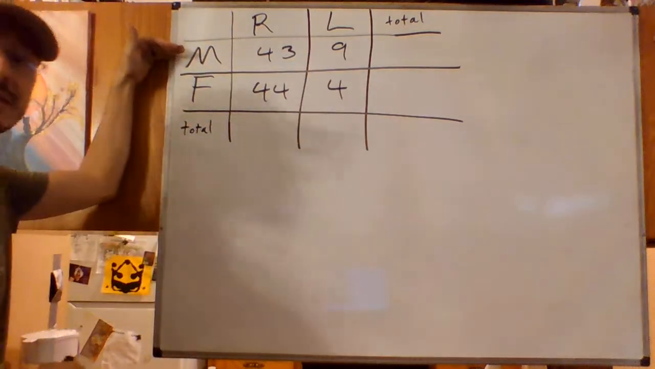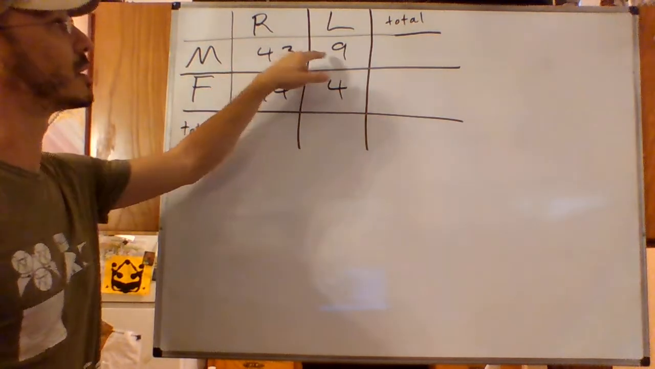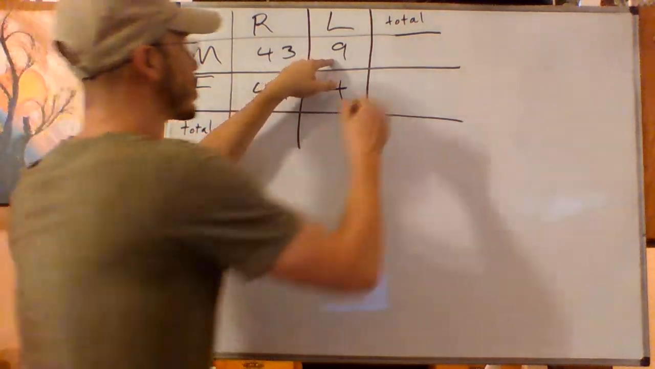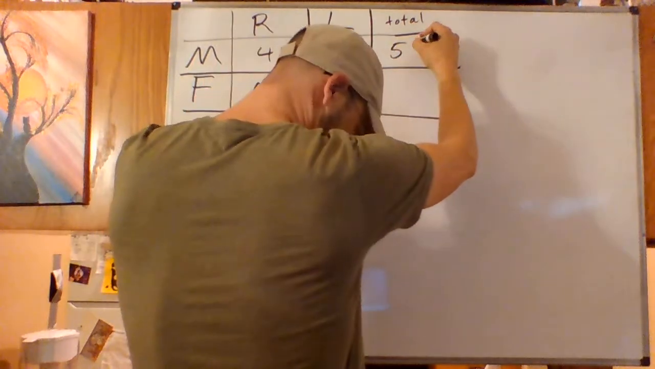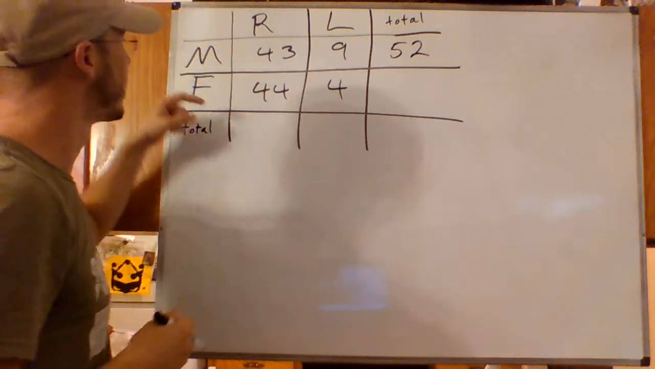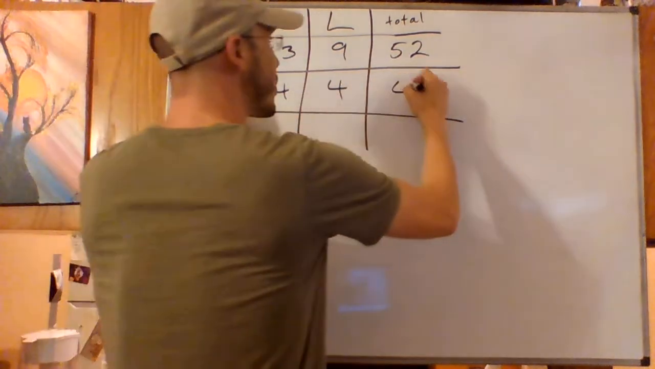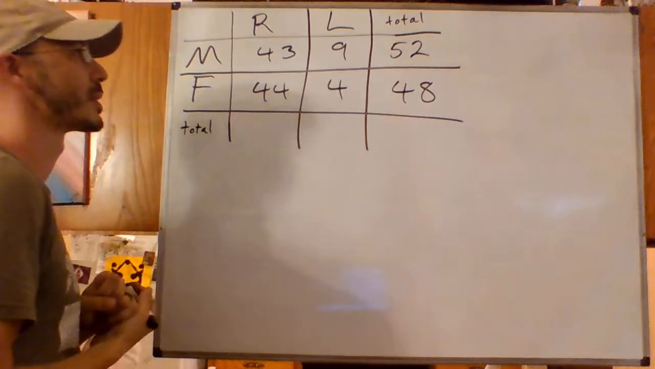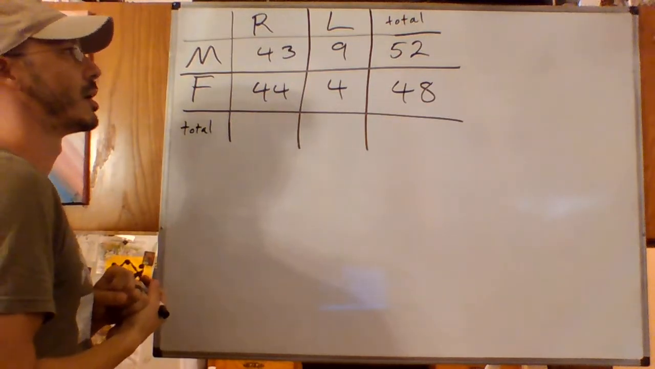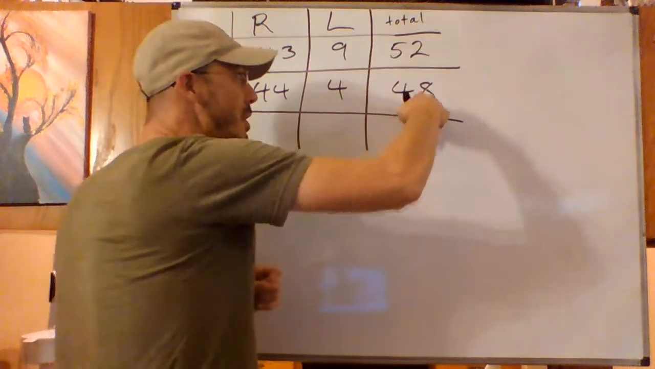But these separate things have meanings, though. This row represents the males. There are 43 right-handed and 9 left-handed. That's a total of 52 males. That's the total number of males. Females, there are 44 right-handed and 4 left-handed. That's 48. Also, if I add the males and the females, I get 100.